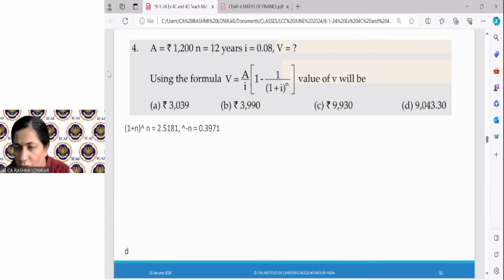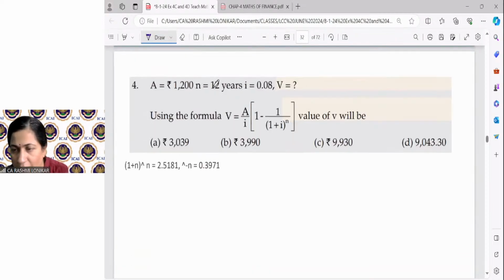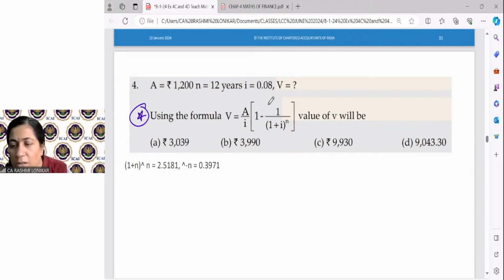So now fourth question. A is given to you as 1200, N is given as 12, I is given as 0.08 and V is asked. Here see very nicely they've already given you the formula because they want to check whether you are able to calculate or not. So what is this formula? I should not get worried that where did this new formula come from. I should not get worried if I see something different. If you solve this, you will see that this is nothing but the same formula for PV.